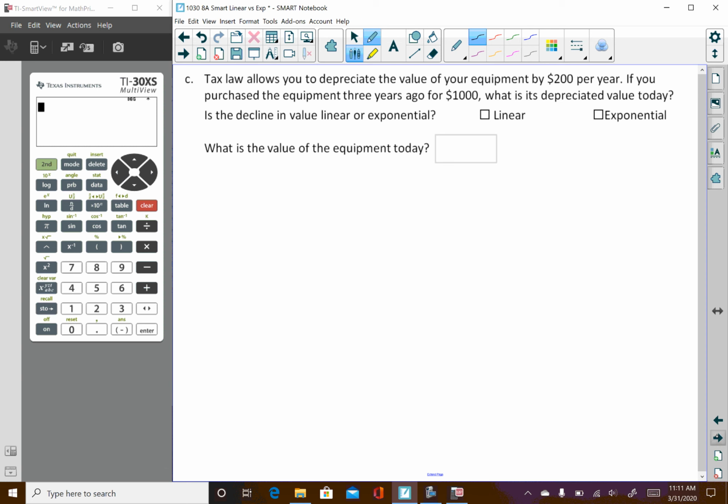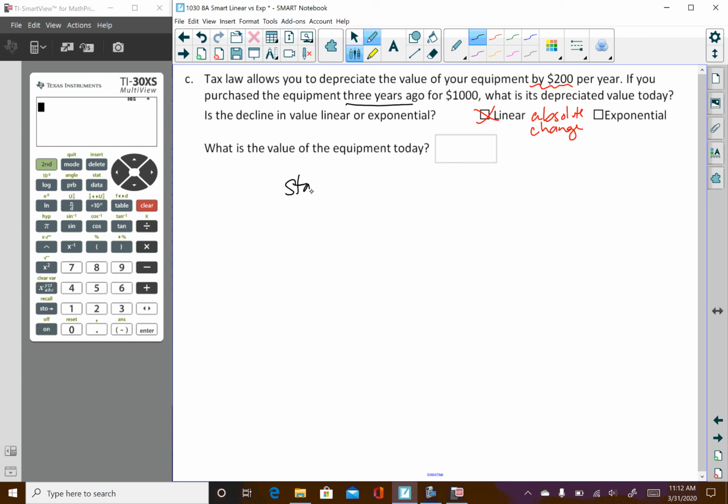Tax law allows you to depreciate the value of your equipment by $200 per year. If you purchased the equipment for $1,000 3 years ago, what is the depreciated value today? So first of all, let's decide if this was linear or exponential. Well, this is by a fixed amount, an absolute amount. So that would be linear. Percentages would be exponential. So now let's do our calculation.